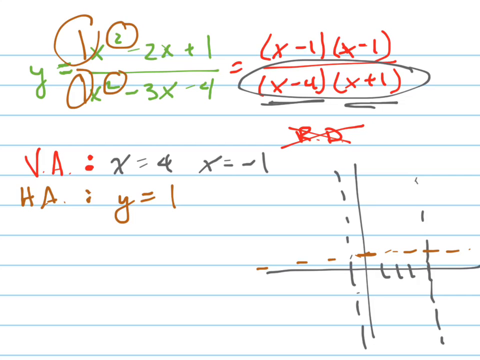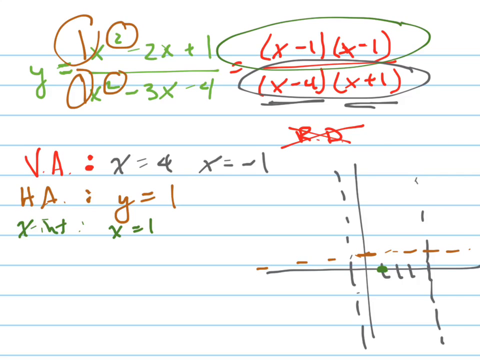We also might want to find the x-intercepts. The x-intercepts are found by setting the numerator equal to 0. So that's just x equals 1. And notice how it's right here. So there's our x-intercept right there.